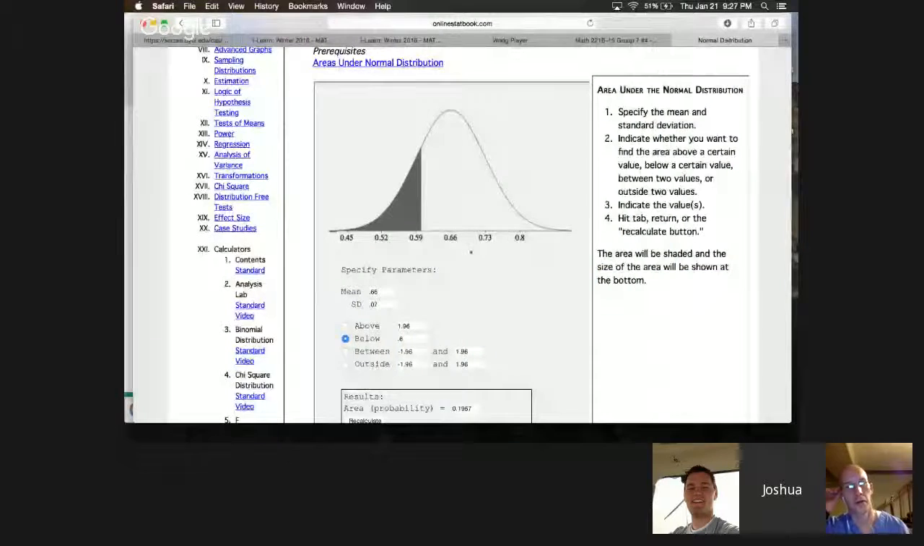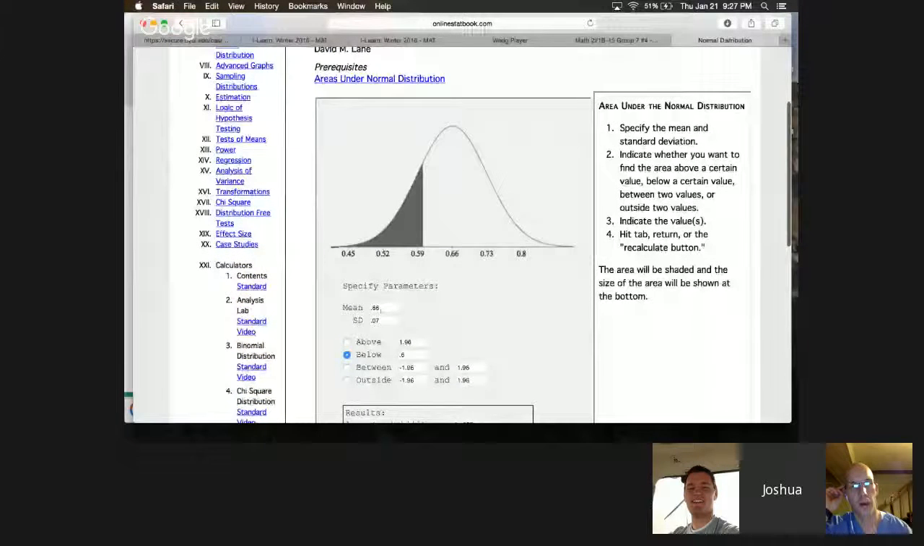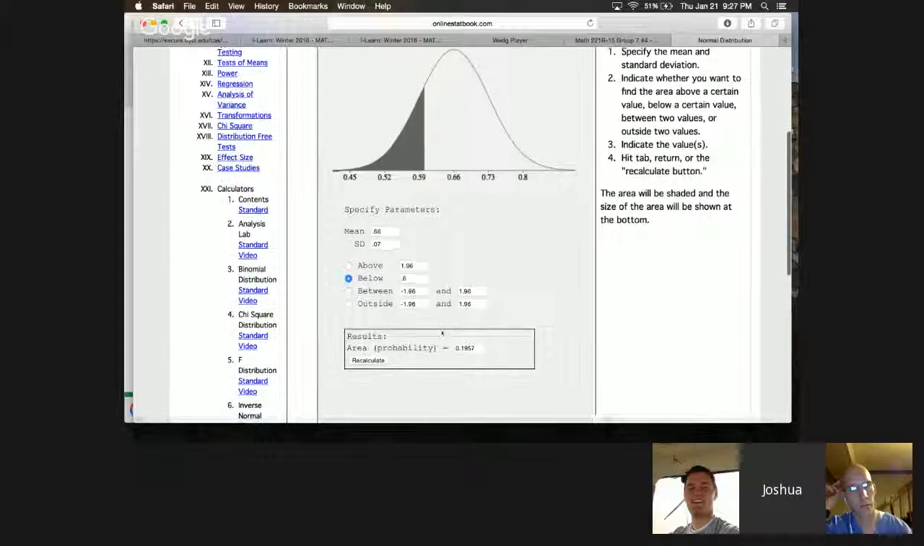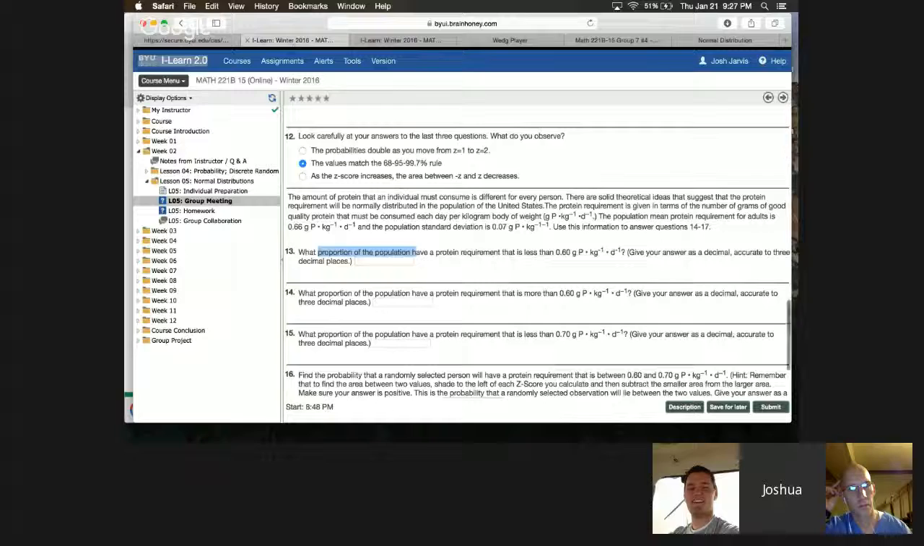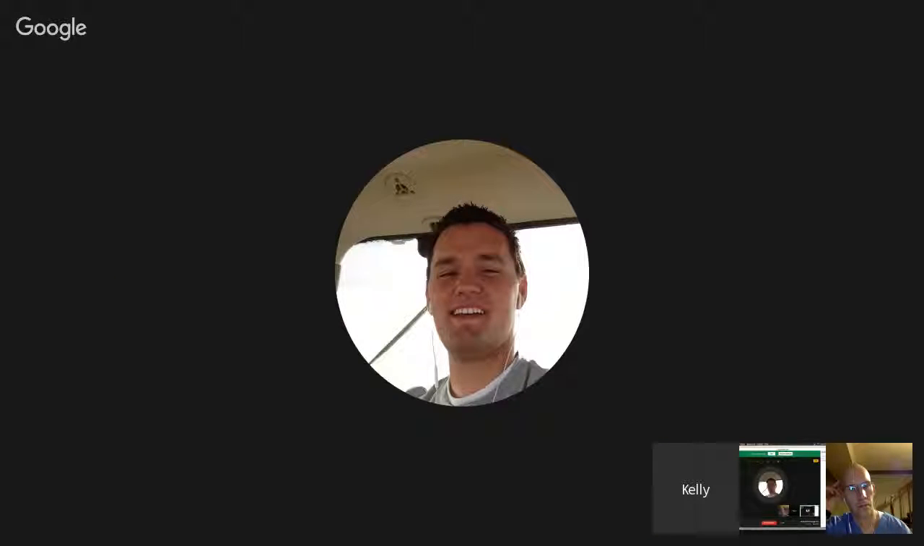Okay, look, check this out. So, put in the mean as 0.66, standard deviation of 0.07, and then it already gave me the 1.96. I put that in there after I put these two values in, and then I changed the value to 0.6 to be below, and the result of the area probability is 0.1957. So that's this shaded area, and I'm pretty sure that's what we're looking for. Yeah, that makes sense. So 0.196 would be the answer. Keep that open. We've got more.